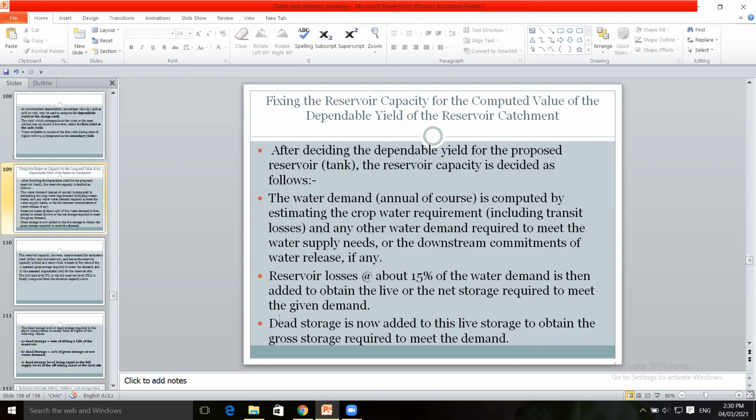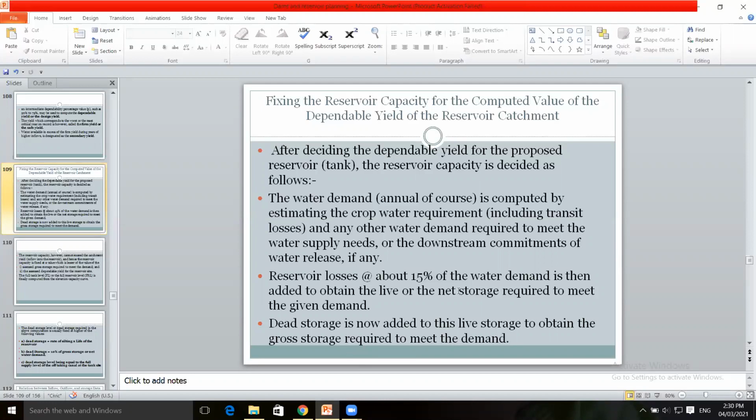There are various types of losses. 50% losses are considered and added. Then after this, day storage is now added to this live storage to obtain the gross storage required to meet the demand.